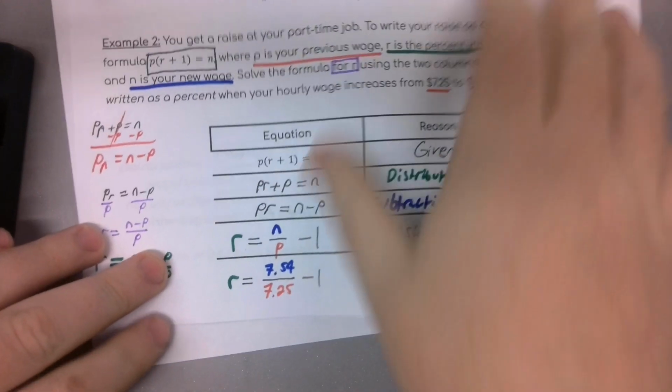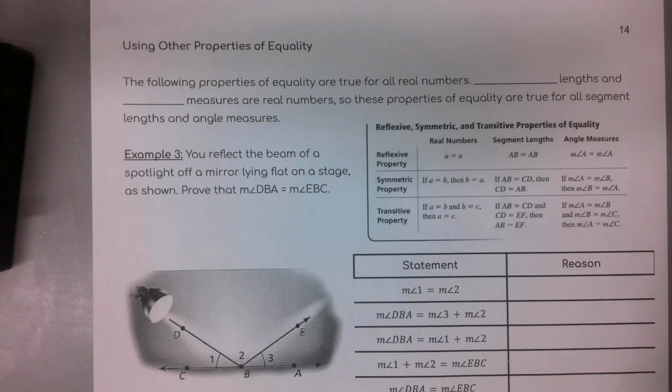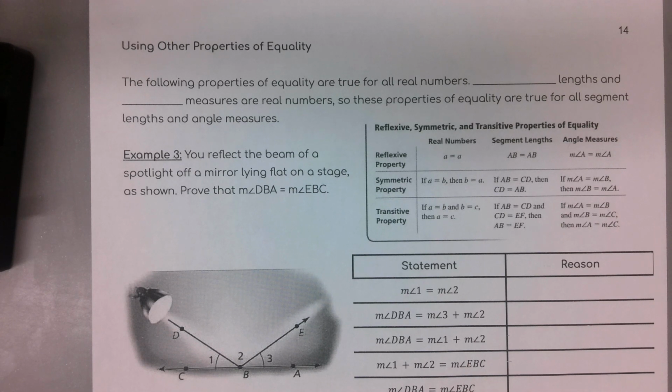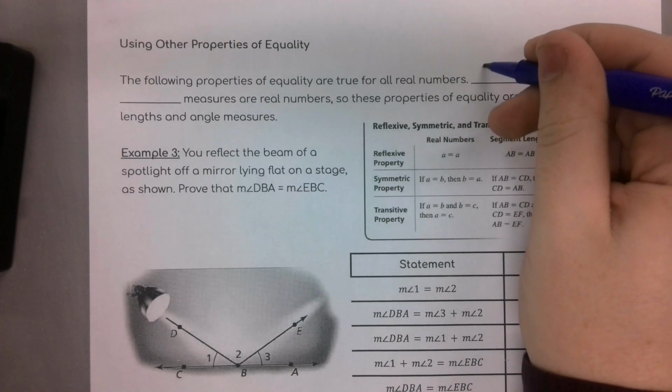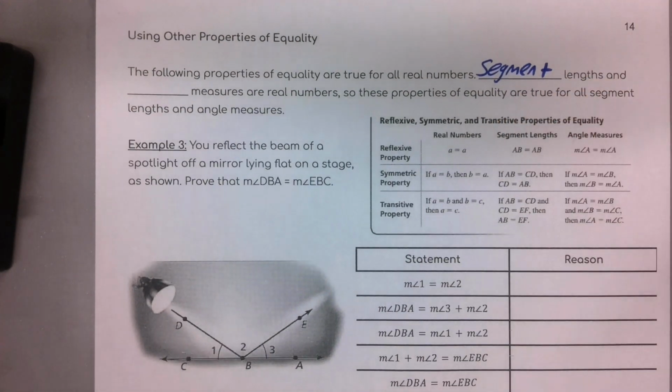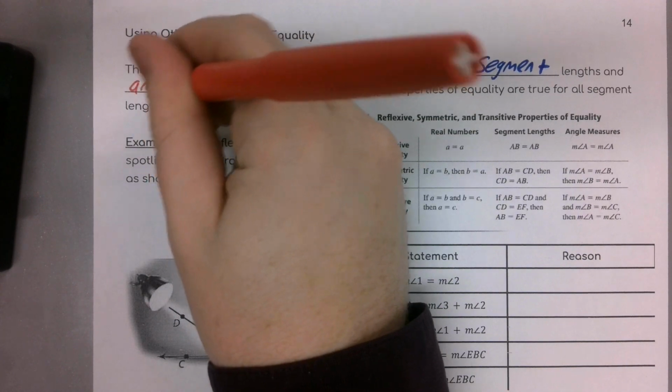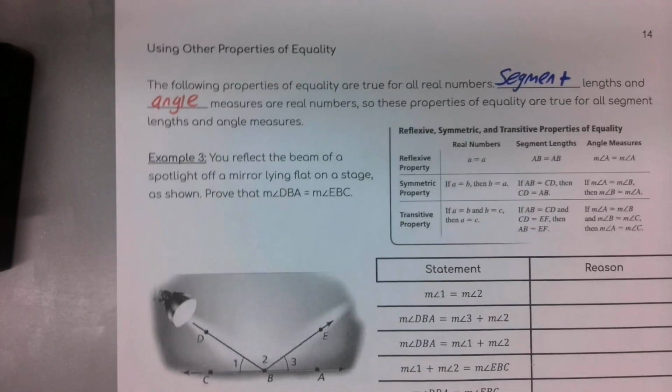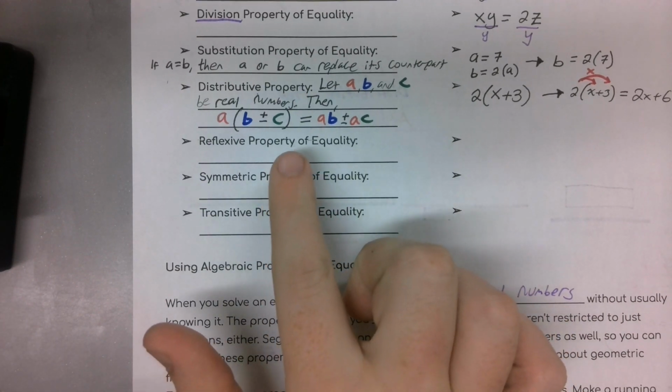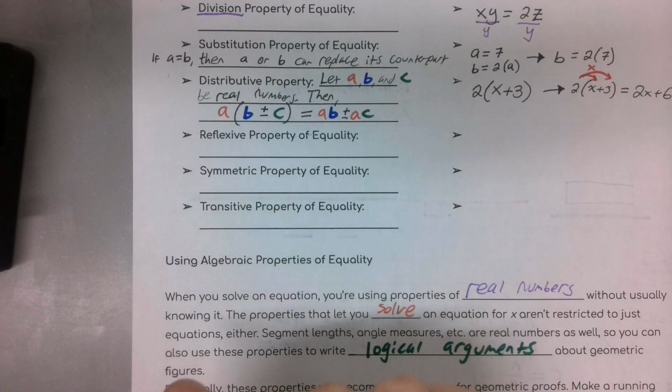Let's flip the page and take a look at some other types of proofs using some other properties of equality. Now, we are going to talk about 3 more properties of equality. Just keep in mind that these properties are true for all real numbers. That includes things like segment lengths and angle measures too. Let's take a look on our definitions page at the last 3. The reflexive property, the symmetric property, and the transitive property.